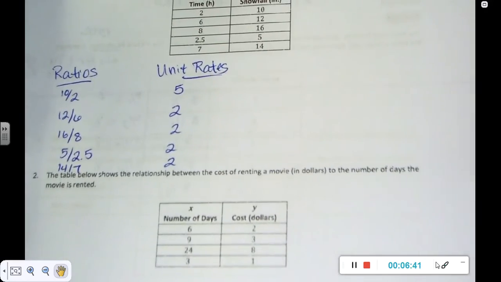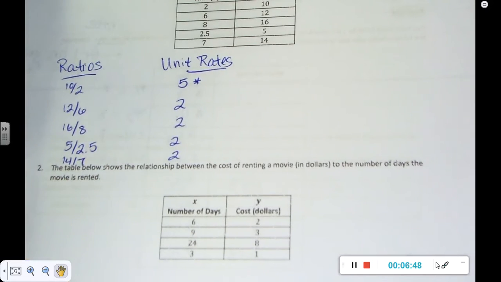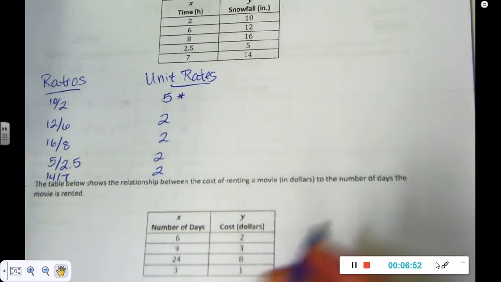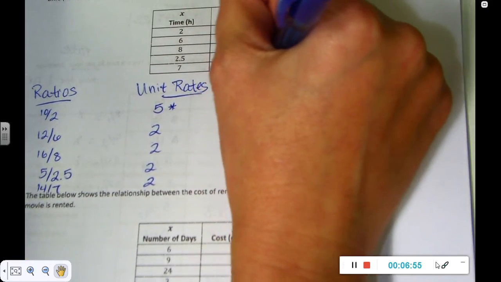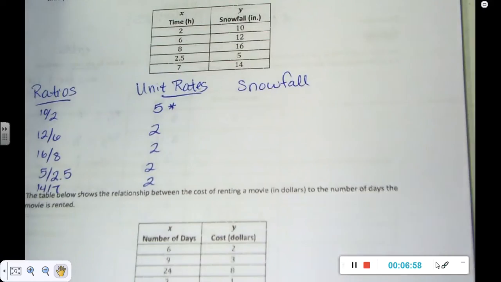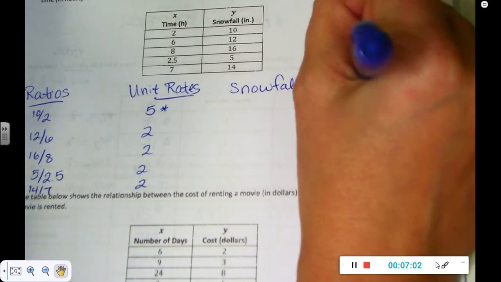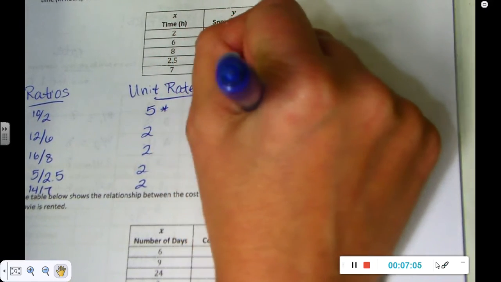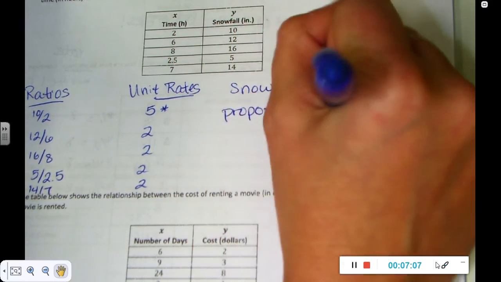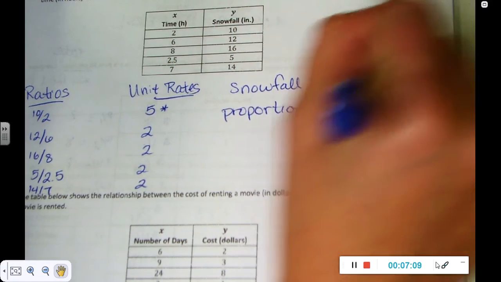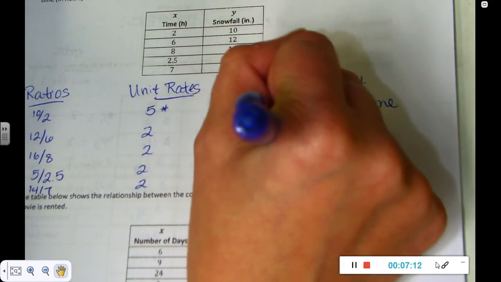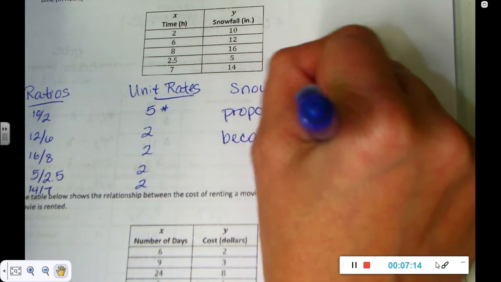Up until now, every single time we've looked at unit rates, they have been the same. But this time, you'll notice it is not the same. Because that 5 is in there, these are not proportional. So we're going to say that snowfall, because that's our y value here, snowfall is not proportional to time. And this time, it's because the unit rates were not the same.